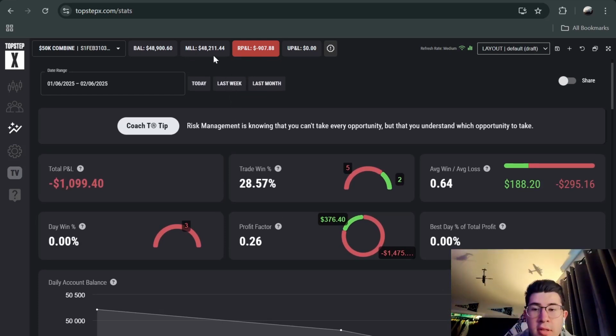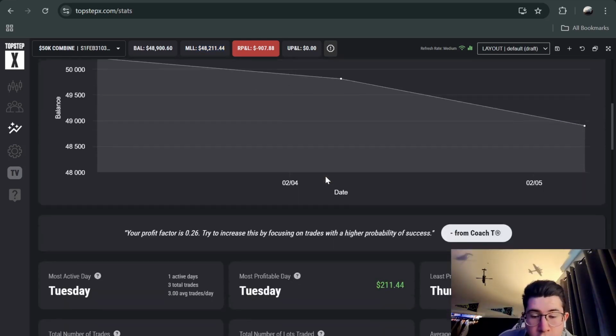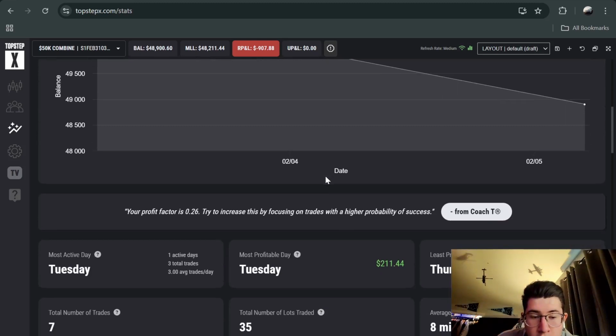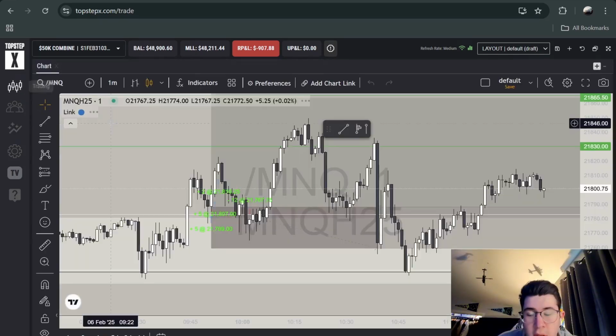But yeah, as you guys can see, this is the minimum account balance. So if we hit this, our account's gonna be closed out. But regardless, yeah, today was a very bad day. I accidentally, what's it called? I'll explain it to you guys.